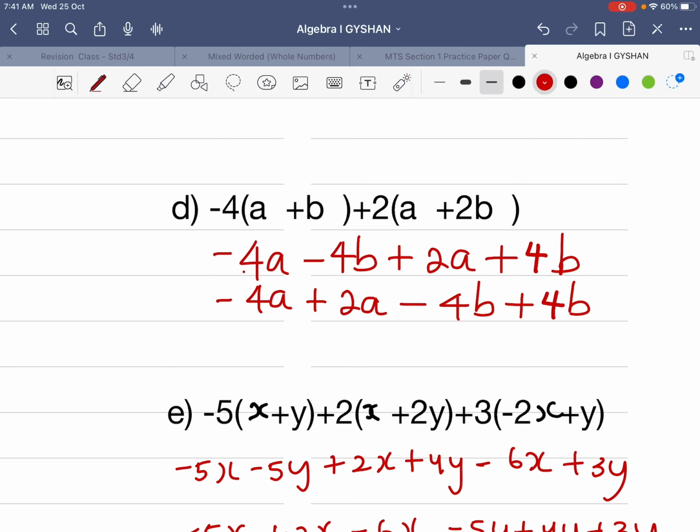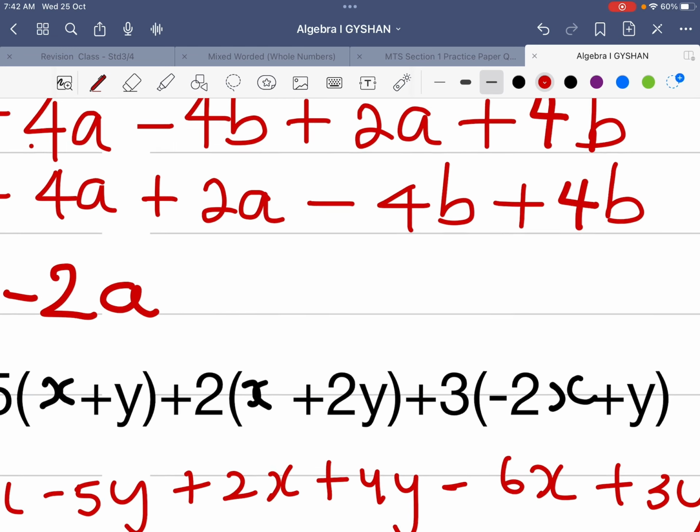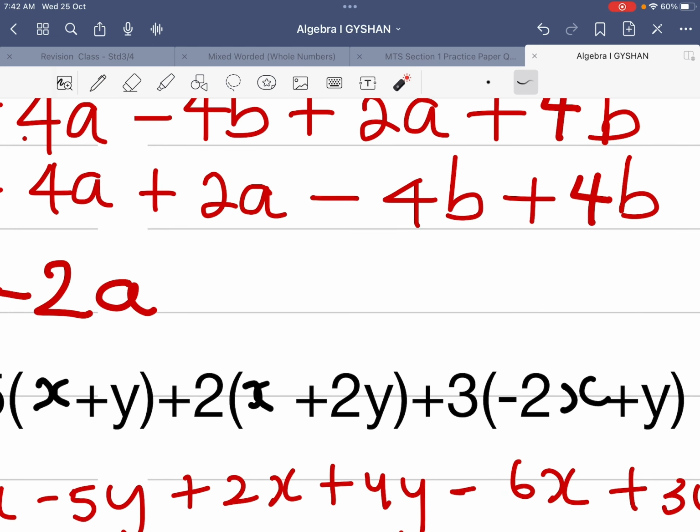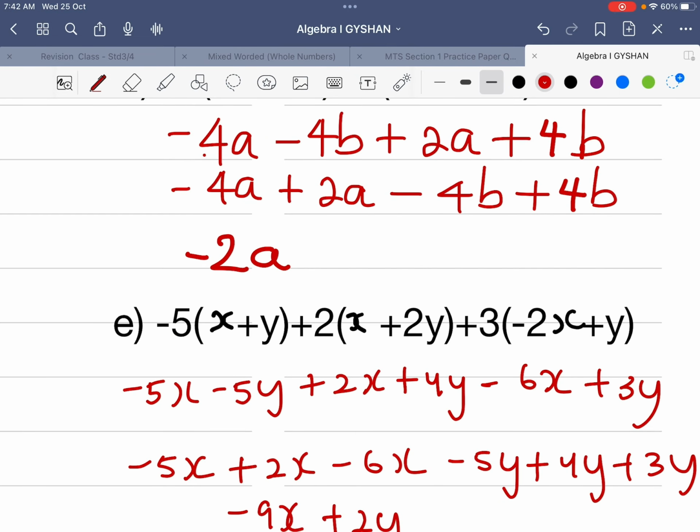Right, so we will get minus 4 plus 2 is minus 2. So that's minus 2a. And here, minus 4 plus 4 is 0. So that's 0b or 0. So your answer is negative 2a.